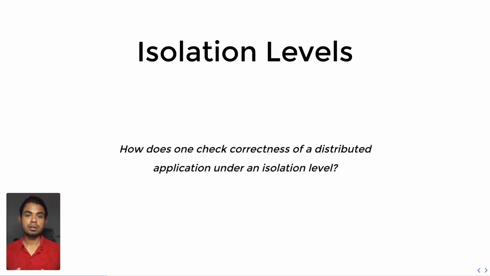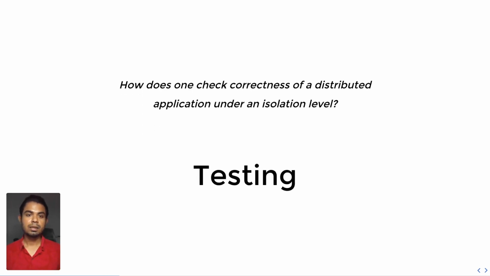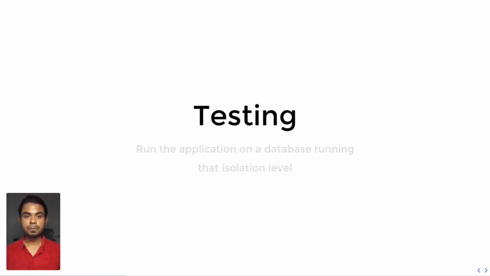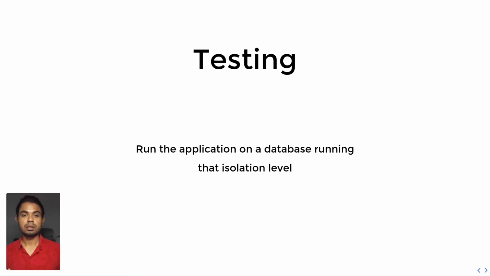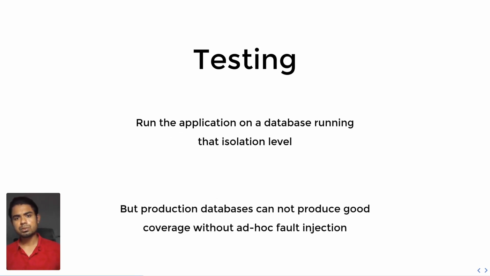So for a choice of an isolation level, the question we address in this work is how to check a distributed service running under it. Now the straightforward solution is testing, but how do you do it? The popular approach is to run the test against the application using a database configured with the isolation level in question. One issue in doing so is that production databases do not provide coverage for special corner cases which make the test fail.